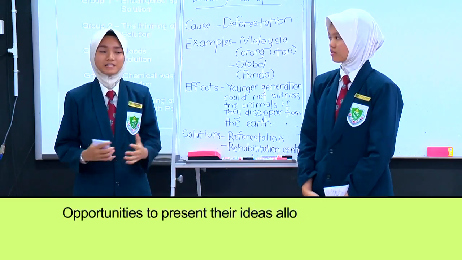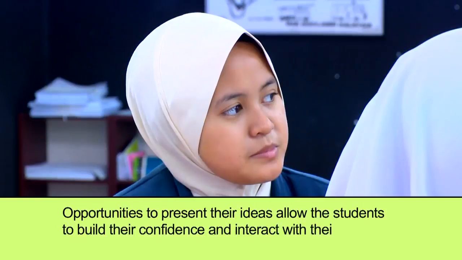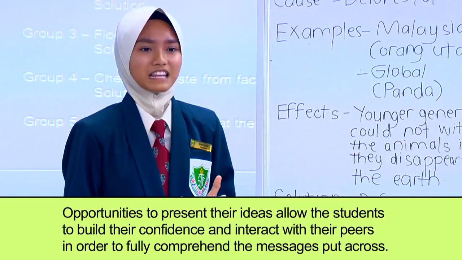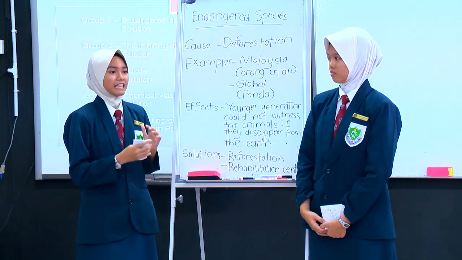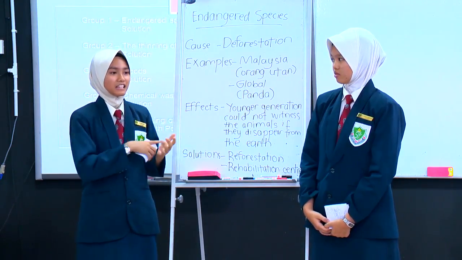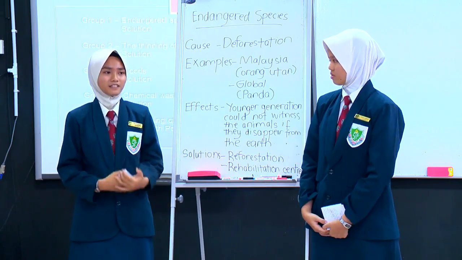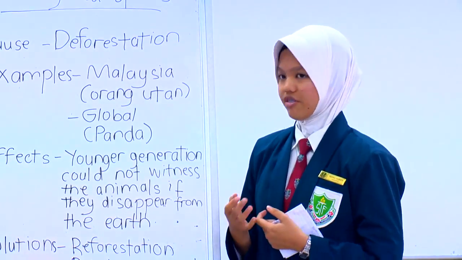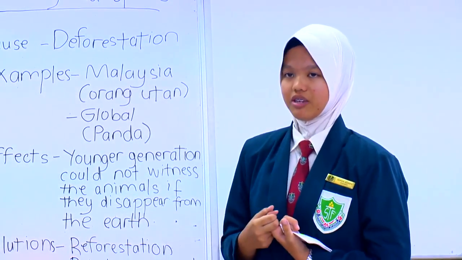So, as you can see here, the main cause for the extinction of endangered species is deforestation. For information, deforestation is an activity done by illegal loggers, like cutting down trees. So if this continues, animals will lose their habitat. The effect of endangered species is that the younger generation could not witness the animals if they disappear from the face of the earth. Okay, last but not least is the solution for this problem.